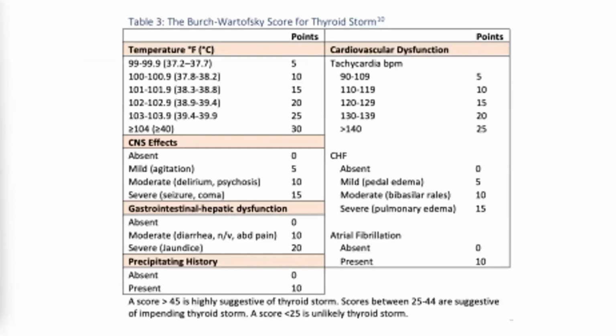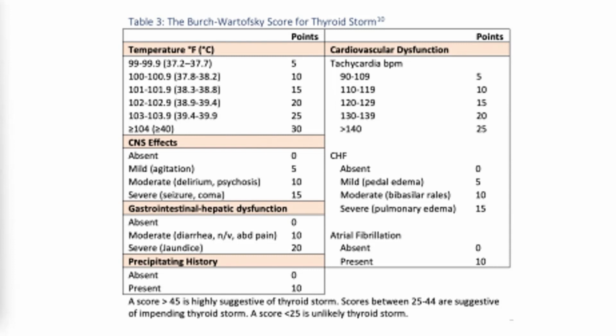This is called the Burch-Wartofsky score for thyroid storm. It's from 1993. Because again, thyroid storm is not a very common condition, and because of that, this score is not really externally validated. We haven't done a lot of research to see what's going on there.